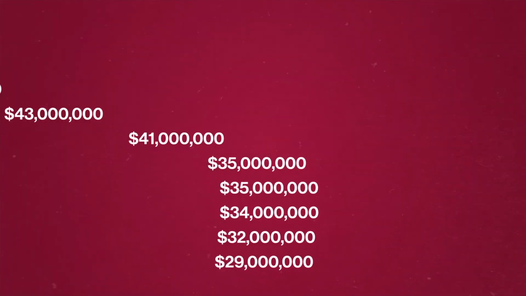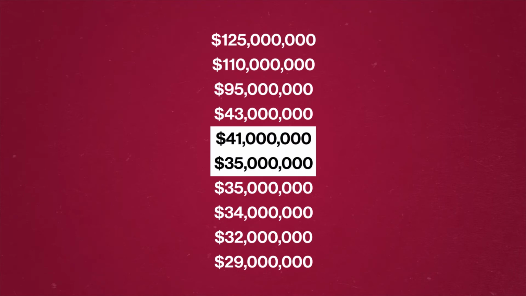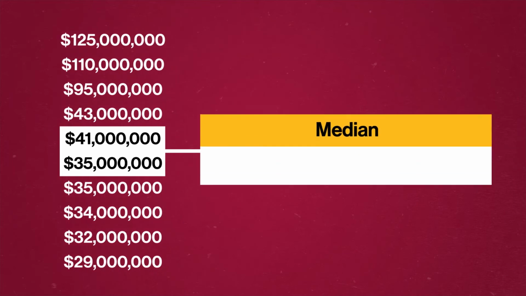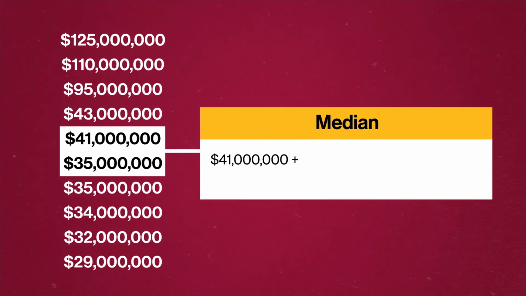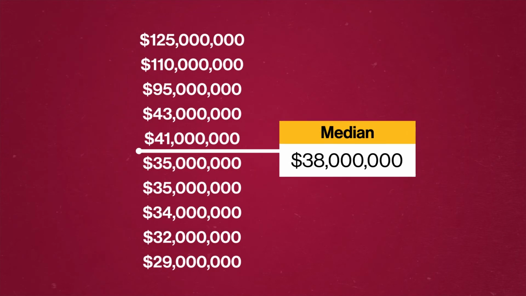But if we have an even number of data points, like in Alina's case with 10 salaries, then the median isn't one of the data points. Instead, it's exactly halfway between the 2 middle data points. When ordered from least to greatest, the 2 middle numbers on the list of the top 10 soccer players' salaries are $35 million and $41 million. So the median salary for the top 10 soccer players is ($41 million plus $35 million) divided by 2, which is $38 million. So the median literally splits your dataset in half no matter what values we're working with.